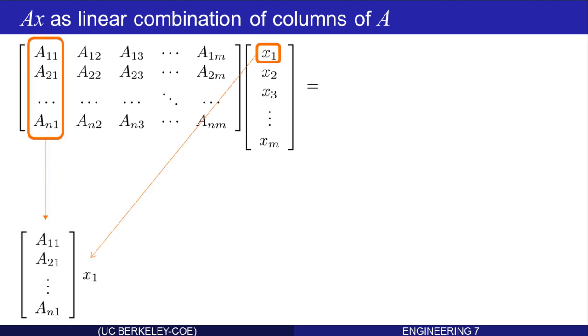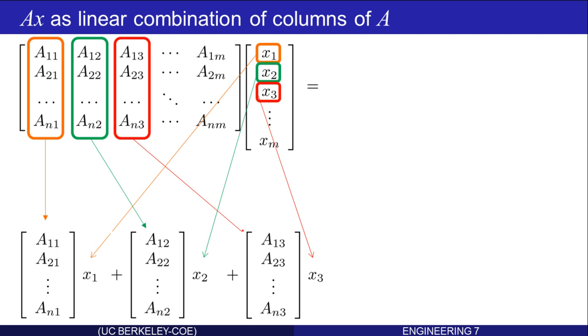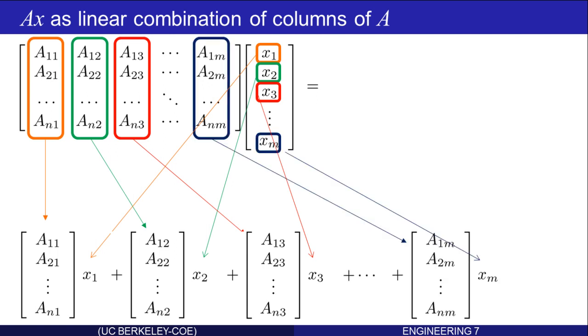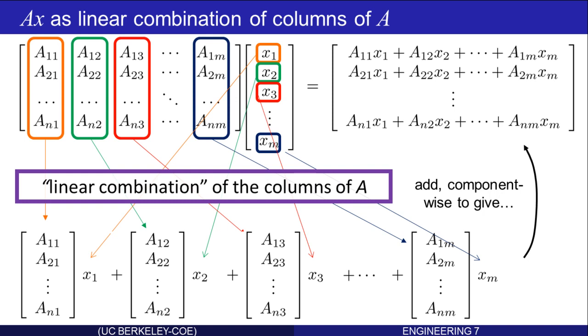There's the first column of A, scaled by X1. The second column of A, scaled by X2. The third column of A, scaled by X3. And so on. And finally, the mth column of A, scaled by Xm. Now, add these vectors up component-wise to give this expression, which is exactly what we defined as matrix vector multiplication. Therefore, matrix vector multiplication can be thought of as forming linear combinations of the columns of A, and the scalings on the columns are provided by the components of X.